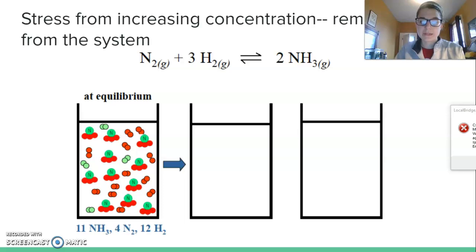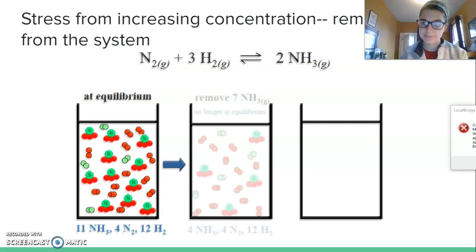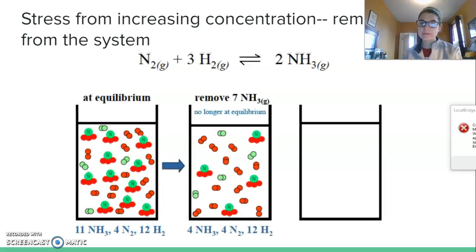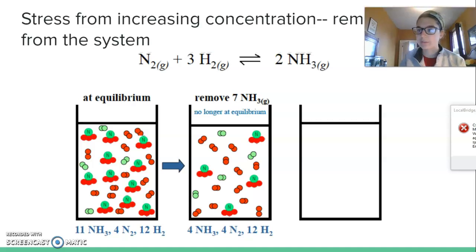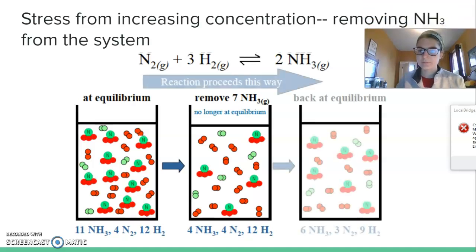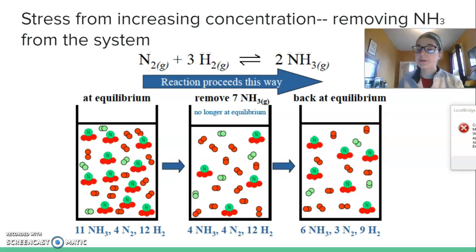So here again, we have a system this time with 11 NH3, 4 N2, and 12 H2 at equilibrium. If we remove 7 NH3s, we now have 4 NH3, 4 N2, and 12 H2, and we're no longer at equilibrium. The reaction will proceed to produce more NH3, so that now we have 6 NH3, 3 N2, and 9 H2.